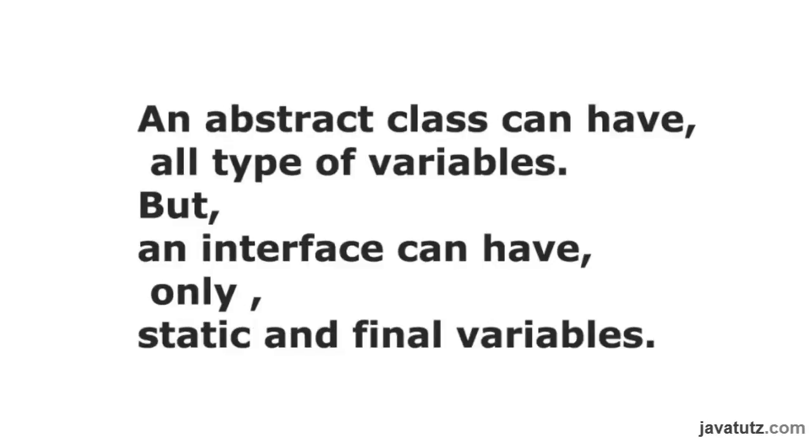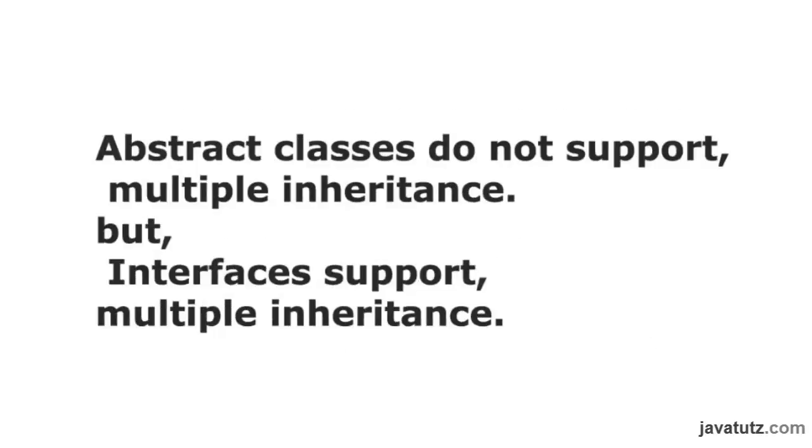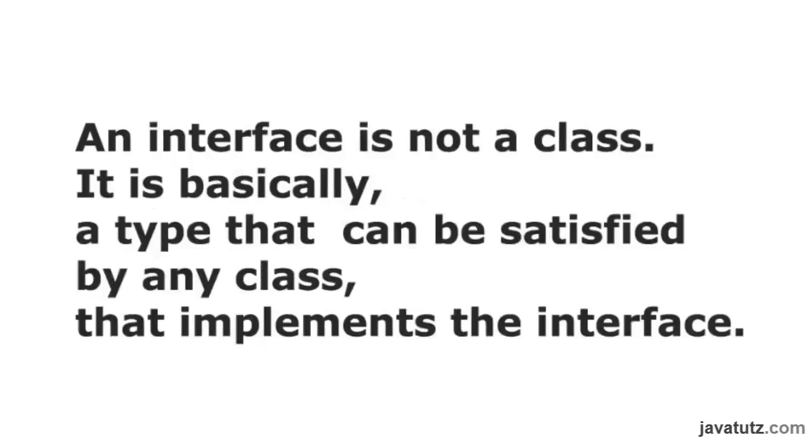An abstract class can have all types of variables. But an interface can have only static and final variables. Abstract classes do not support multiple inheritance. But interfaces support multiple inheritance. That means you can extend only one abstract class, but you can implement many interfaces. An interface is not a class. It is basically a type that can be satisfied by any class that implements the interface.